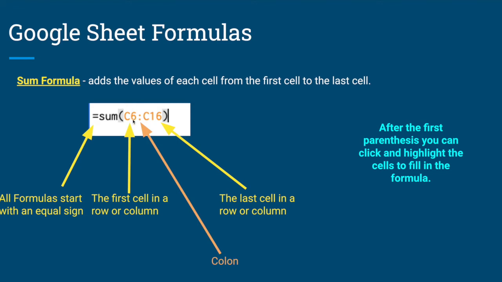Now, you don't need to necessarily type them like this. After you type this first parenthesis, SUM parenthesis, then you can just click and drag over the cells that you want in order to get it to fill that in. We end with another parenthesis, and then we go ahead and hit enter, and we will get the sum or the total of the values of the cells that we've selected.